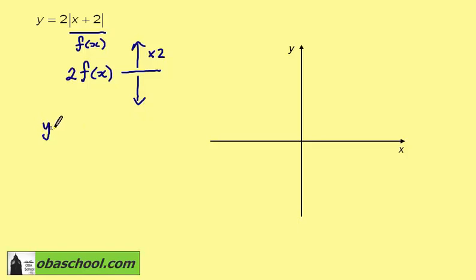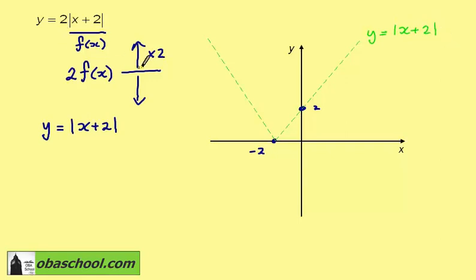Let's first sketch y equals mod x plus 2. We met this in the previous example, so we can do this quickly. We know it cuts the y-axis at 2 and touches the x-axis at minus 2. We know it's a V-shaped graph, so it goes upwards in this direction and then goes upwards here. Of course, we should label this, so this is y is equal to the modulus of x plus 2.